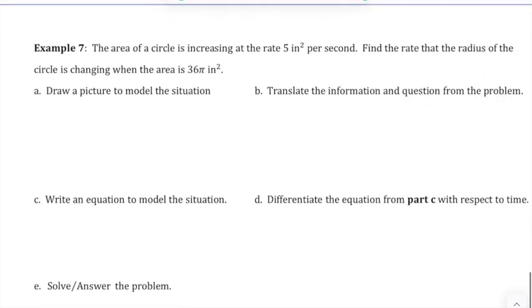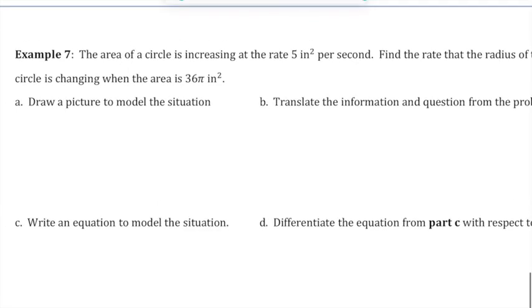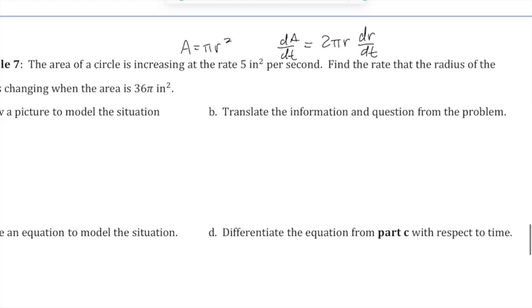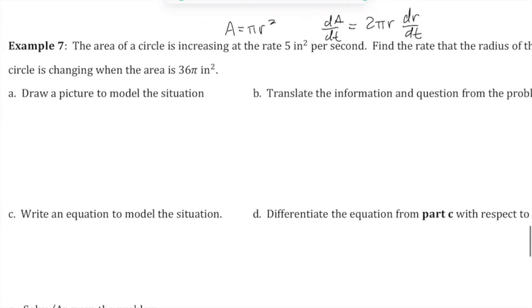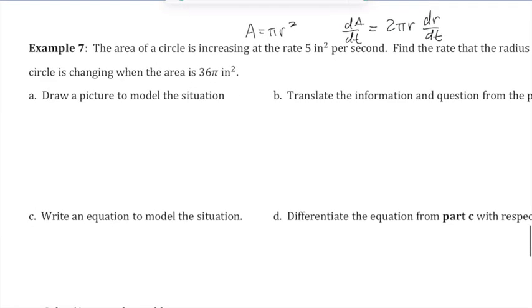So we're doing area of a circle. Just to remind you, area of a circle is pi r squared. And we did the derivative. We had that dA/dt is going to be 2 pi r times dr/dt. All right, but it says the area of a circle is increasing at a rate of 5 square inches per second. Find the rate at which the radius of the circle is changing when the area is 36 pi square inches.